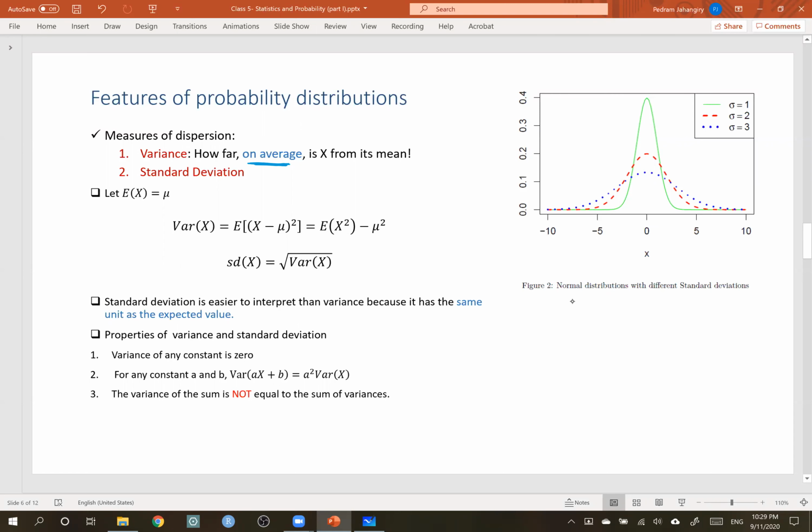So let's assume that the expected value of x is equal to mu, and then we can define the variance like this. The variance of random variable x, remember guys, we show these random variables with capital letters. The variance of random variable x is, let's translate this English to mathematics: on average, how far is x from its mean? And we have to square it, because if I don't square these things, positives and negatives are going to cancel out each other, and we don't get the right measure of the dispersion.